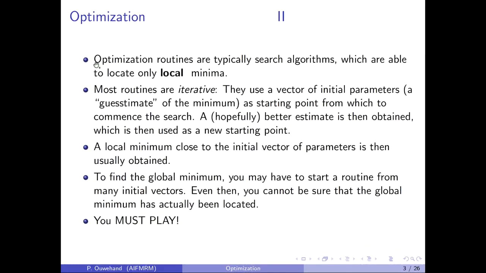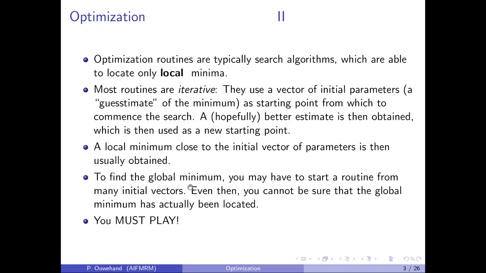Most optimization routines are search algorithms. In other words, they start from an initial point and they search the solution space in an intelligent way, but usually they're only able to locate local minima and not necessarily the global minimum that you're looking for. Most routines are iterative. They use a vector of initial parameters, which is an initial guess, say, of the minimum, as a starting point, and then they start looking. A hopefully better estimate is then obtained as they go along, and then that is used as a new starting point, and the whole procedure is repeated. Then usually a local minimum, which is close to the initial guess, is obtained.